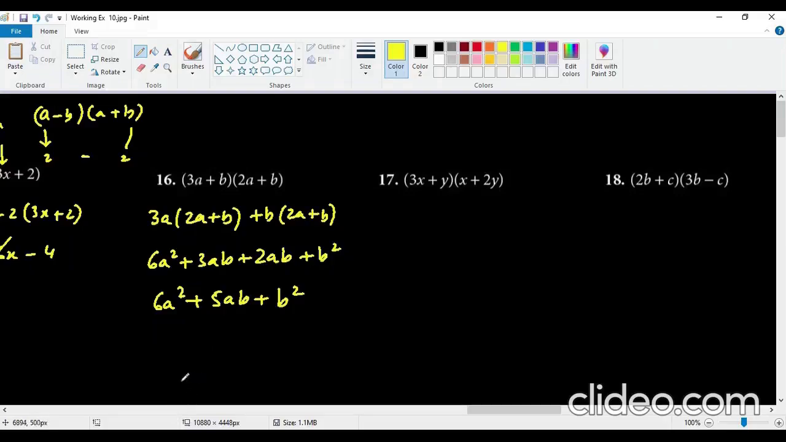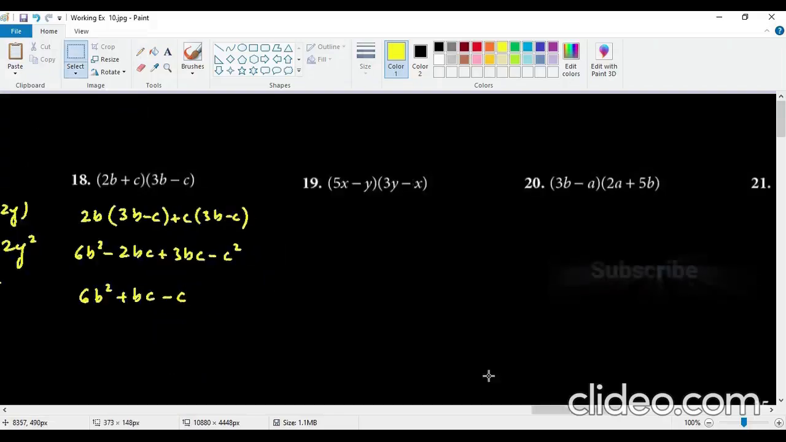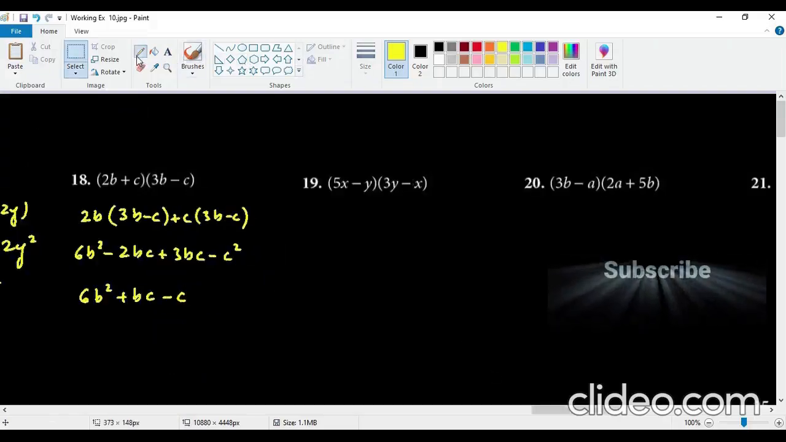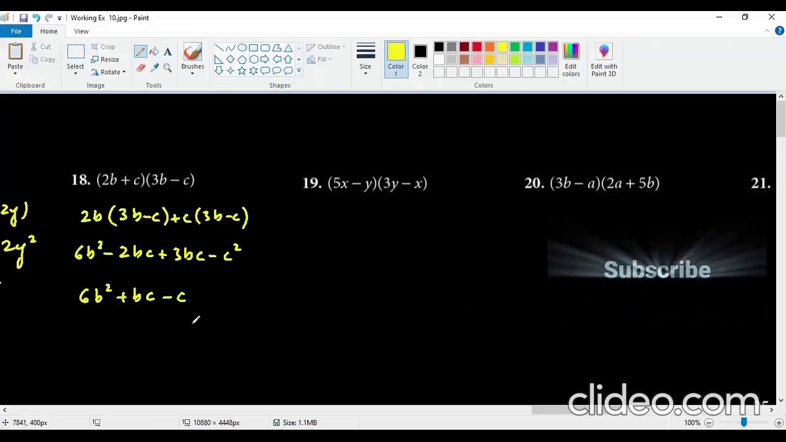6a square plus 5ab plus 5b square is going to be the answer for question number 16. So 6b square plus bc minus c is the answer for 18. And now we are moving on to question number 19.